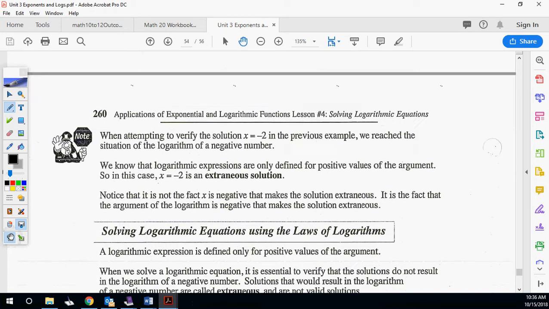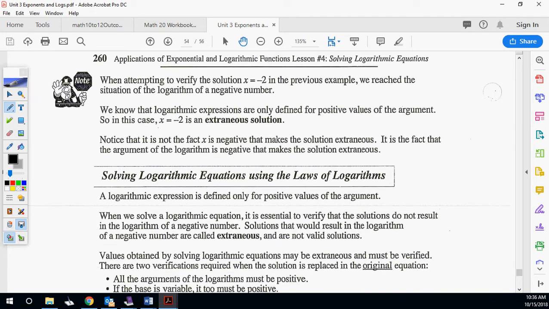All right, let's get to some examples here. When attempting to verify the solution x equals negative 2 from the previous example, we reached the situation of the logarithm having a negative number. We know that logs are only defined for positive values of the argument. Remember, the argument is that number we pointed to. So negative 2 is that extraneous solution. You remember from Math 20, extraneous is a solution you get that doesn't work for the given constraints of the problem.